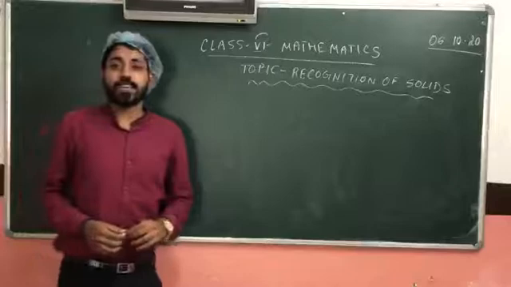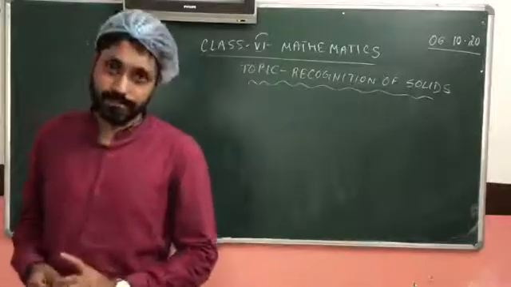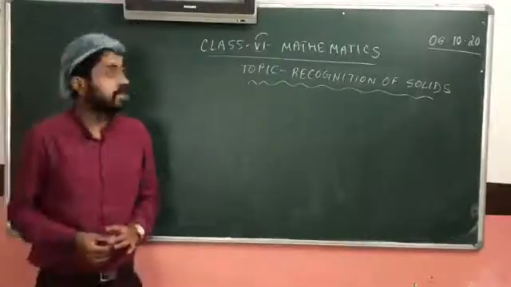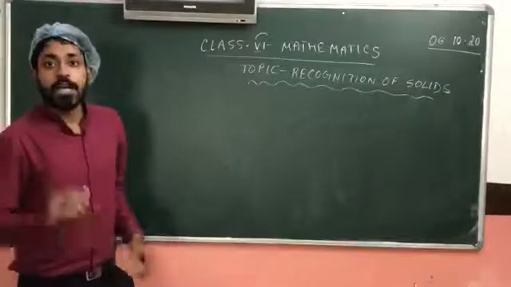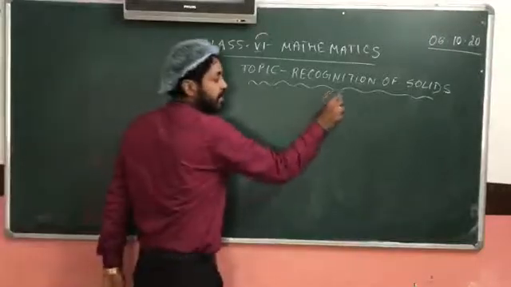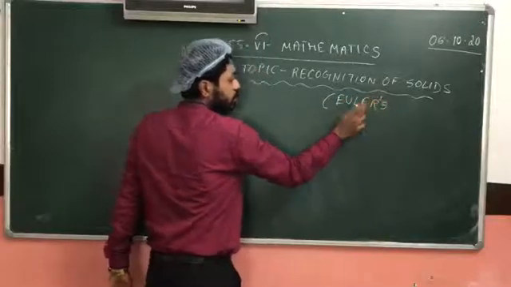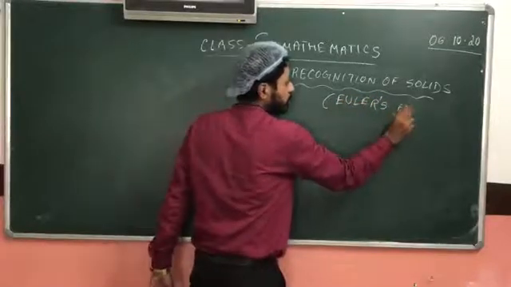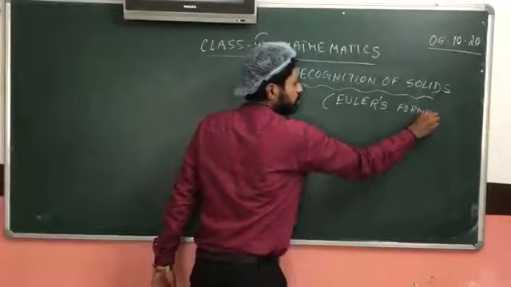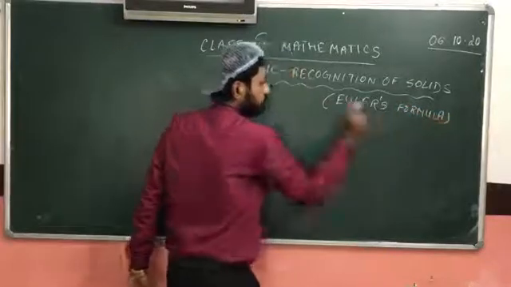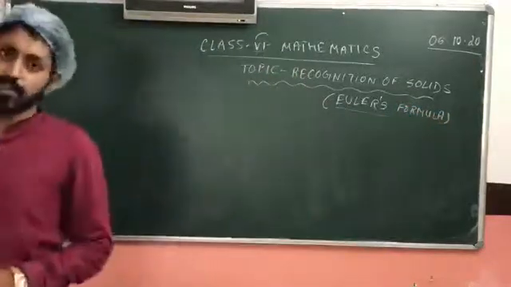This lesson's topic is recognition of solids. Yes, this chapter is there in your half-yearly syllabus. But good for you, under recognition of solids we will only have Euler's formula. We shall only have Euler's formula. It is not spelled as it sounds; it is pronounced "Oiler." Okay, we only have Euler's formula.